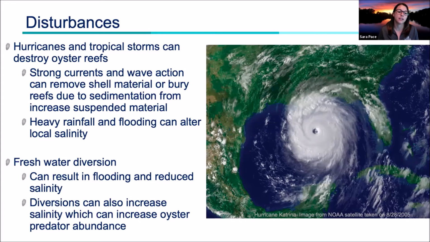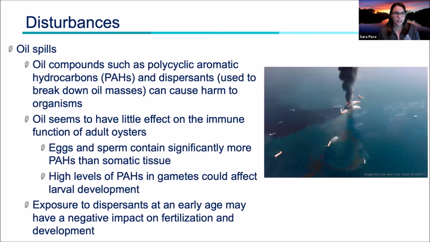And similarly, diverting water away from an area which would normally receive fresh water can increase salinity, and this can increase the presence of oyster predators, things like oyster drills, crabs, rays. These animals prefer higher salinity, so if you increase that salinity, more predators are going to be around, so more oysters are going to die.